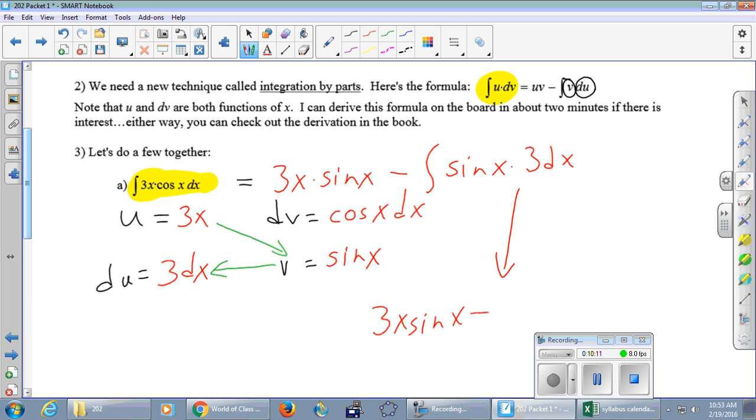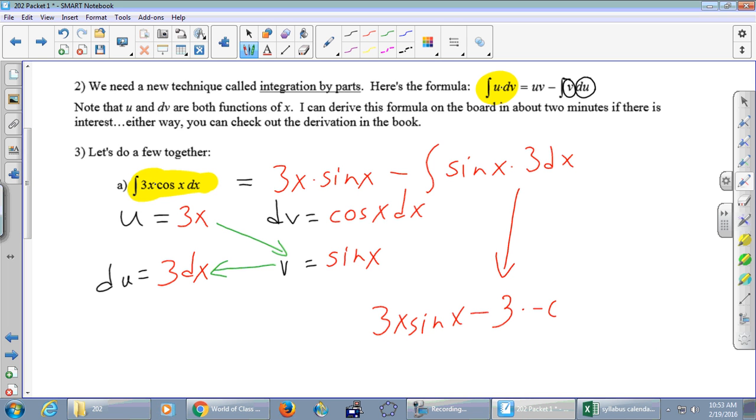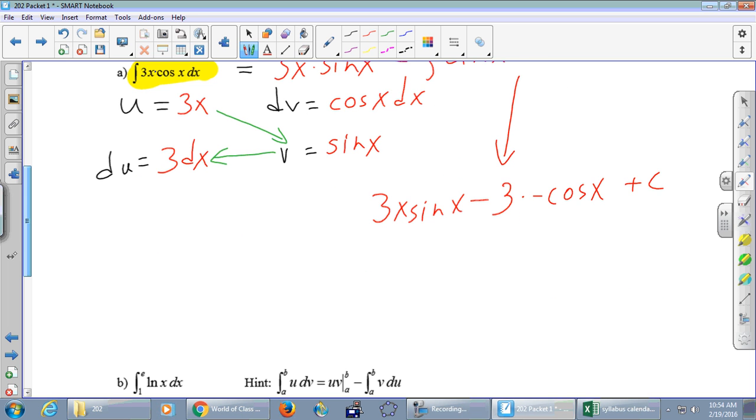Okay, that 3 I'm going to think of as being in the front, so I'll just copy the 3 down. What's the integral of sine of x dx? Negative cosine of x. Here we do need to stick on what? Plus c. And that's our answer. Right? So the 3 came out. We did the integral of sine of x. It was negative cosine of x. We'll just clean this up. 3x sine of x minus minus makes a plus 3 cosine of x plus c.